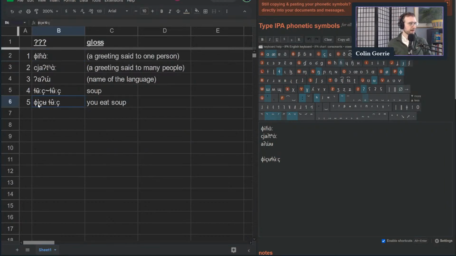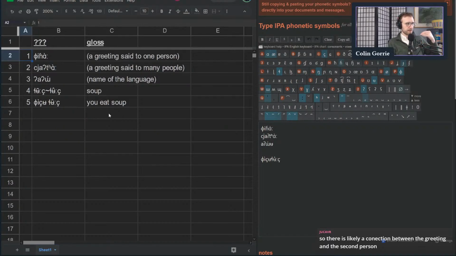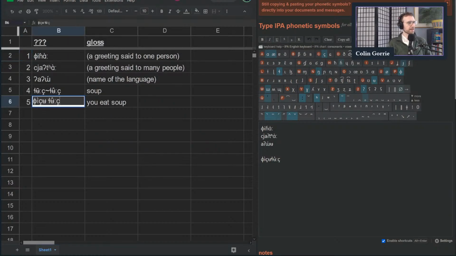This fi, although I've given it a different tone on 5 and 1, maybe that's not a good idea. Quain, would it be possible to say a greeting to someone and then tell them that they eat soup? Okay. Fia, she. Fia. All right. I no longer think that this is low.